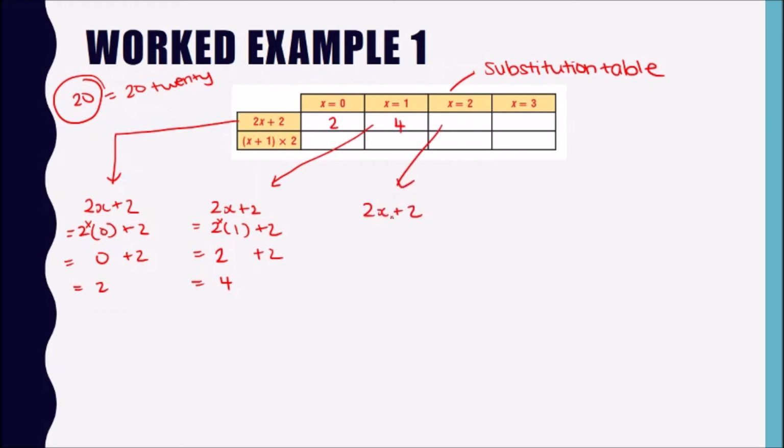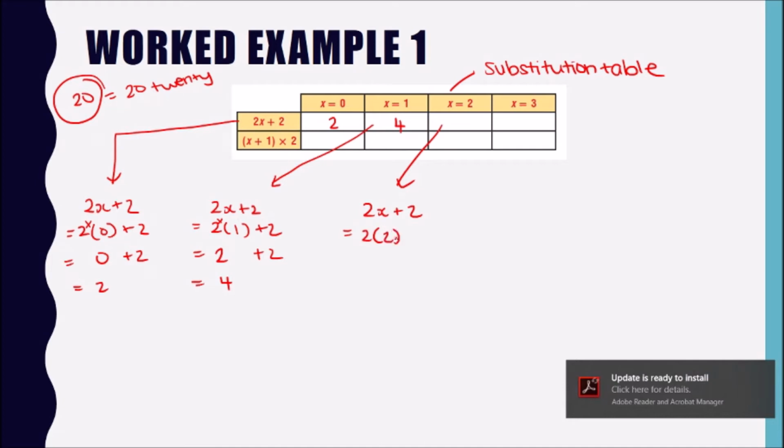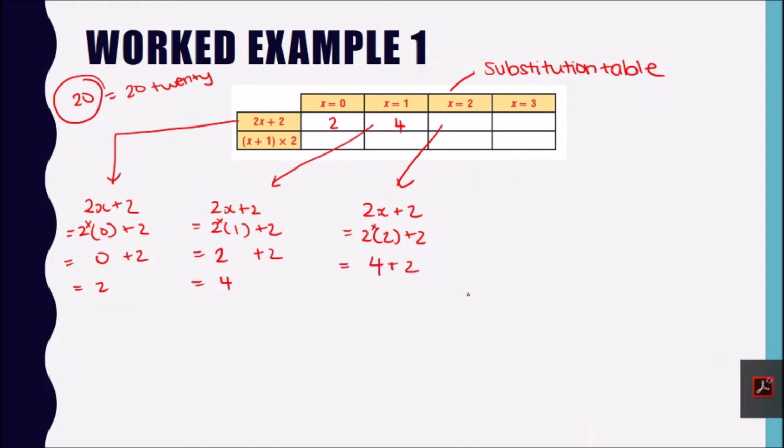So 2x plus 2, you're putting 2 into the value, so 2 times 2 equals 4 plus 2, so 4 plus 2 is 6. And we can see a common pattern, so 2, 4, 6. Now, I would presume this would be 8, but we can always check. It doesn't hurt to check, especially when you're feeling under pressure. So 2 times 3 is 6, plus 2 is 8. And there's that pattern there for you.